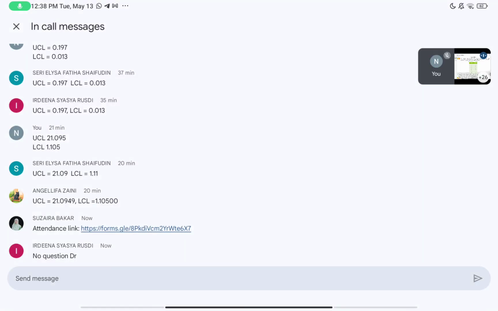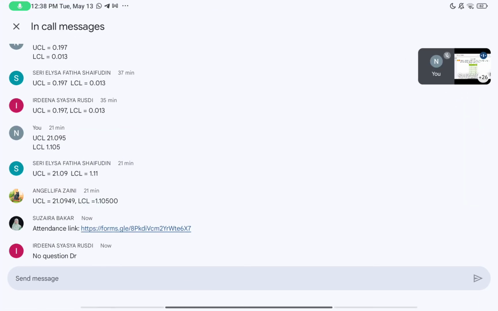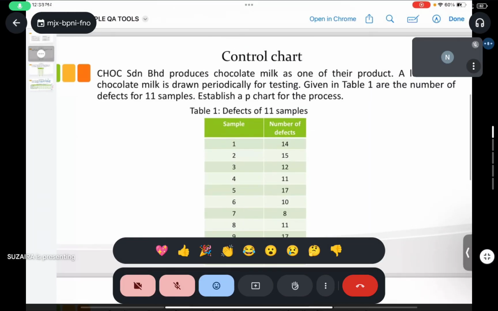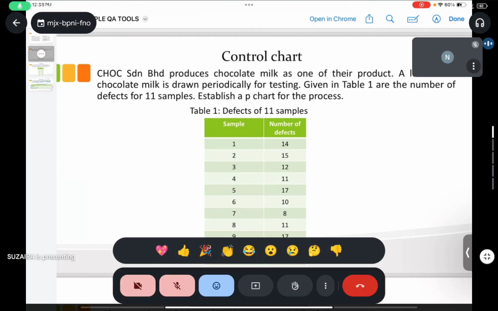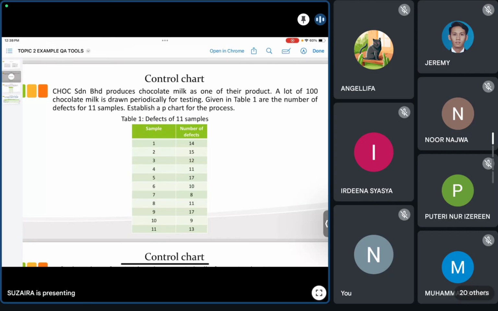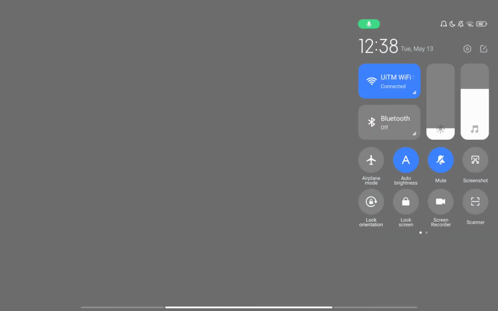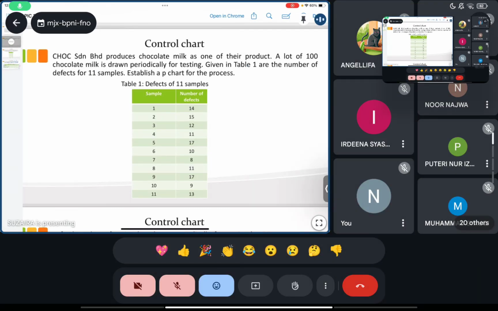Okay, I have two case studies for you to work on. Number one, this one. We have the control chart. Chocolate Sandrian produces chocolate milk as one of their products. So a lot of 100 chocolate milk is run periodically for testing. It's very straightforward, this question is easy. So probably please do this as the exercise later.